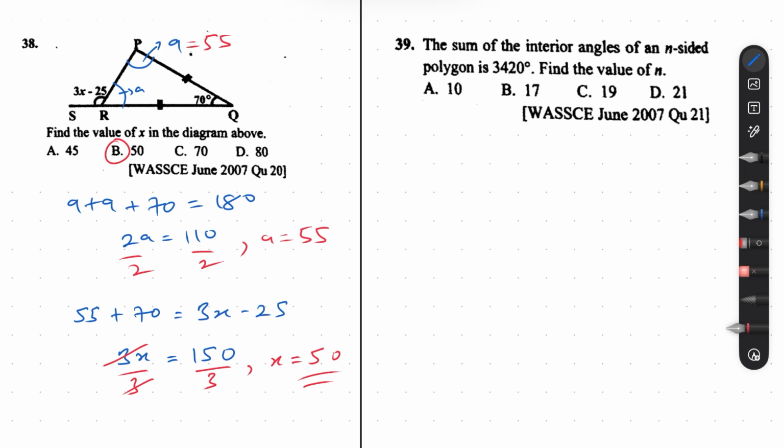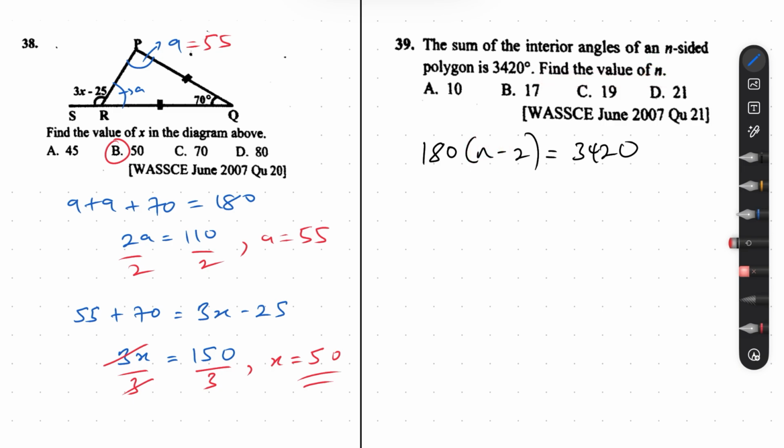Okay, let's move on to question number 39. Question number 39 says the sum of interior angles of an n-sided polygon is 3,420 degrees. Find the value of n. What is the equation for finding the sum of interior angles? It is 180 times n minus 2. So we have been told that the sum of interior angles of an n-sided polygon is 3,420, so that means this is equal to 3,420. We'll be asked to find the value of n.